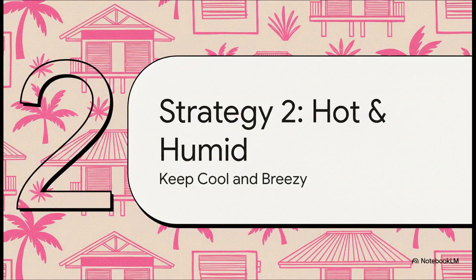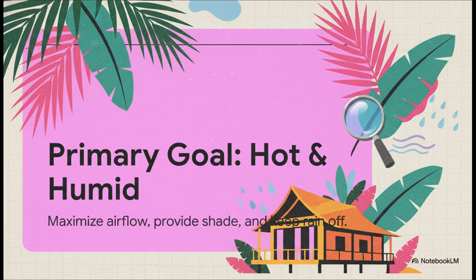All right, now let's do a complete 180 and jump into hot and humid climates. You can forget everything we just said about a thermal fortress. Here, it's all about keeping things cool and breezy. In this climate, your biggest enemy isn't just the heat, it's that sticky, oppressive humidity. So the goal is totally different. We want to maximize airflow, get a breeze going through the building, provide tons of shade, and of course, keep all that tropical rain out.